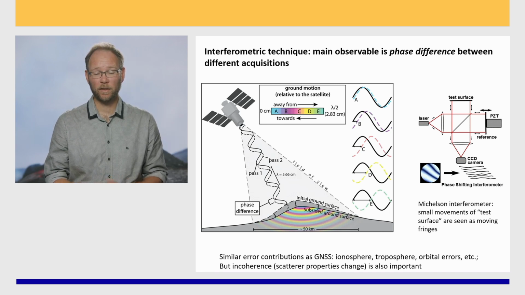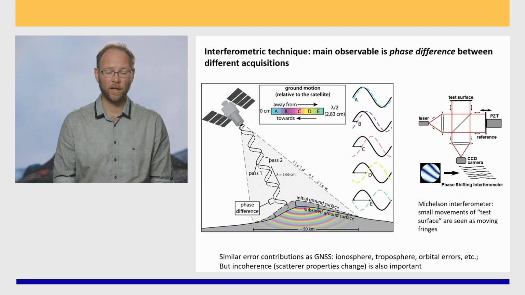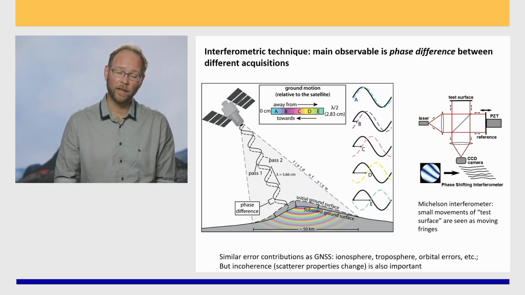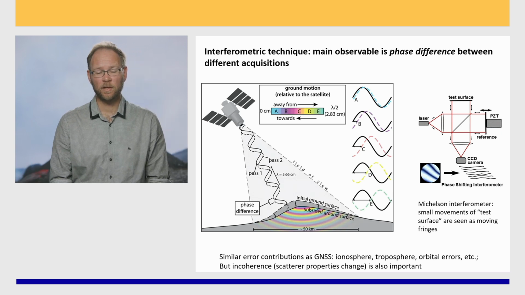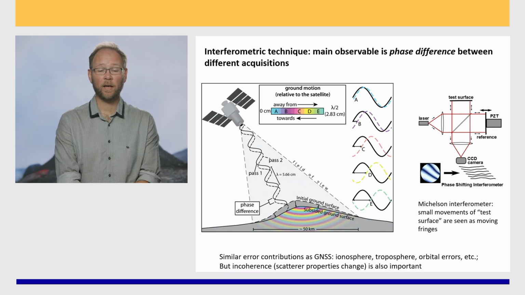We really are looking at differences in small displacement and how the phase, or wave parts of the signal, are slightly offset as the data are collected at different times. And it gives us this sort of characteristic pattern from this technique. And InSAR also deals with similar error contributions as the GNSS systems.